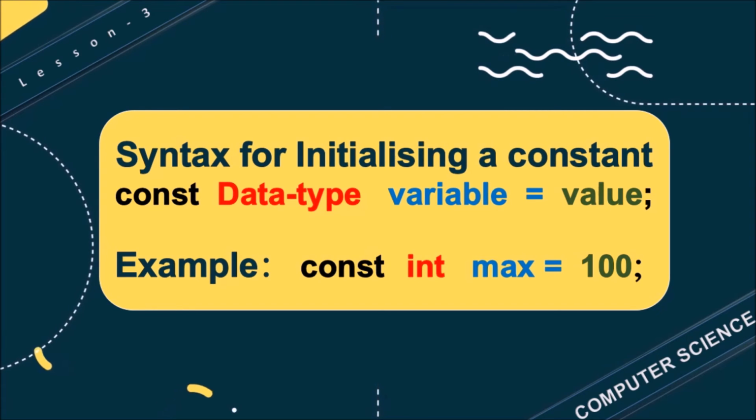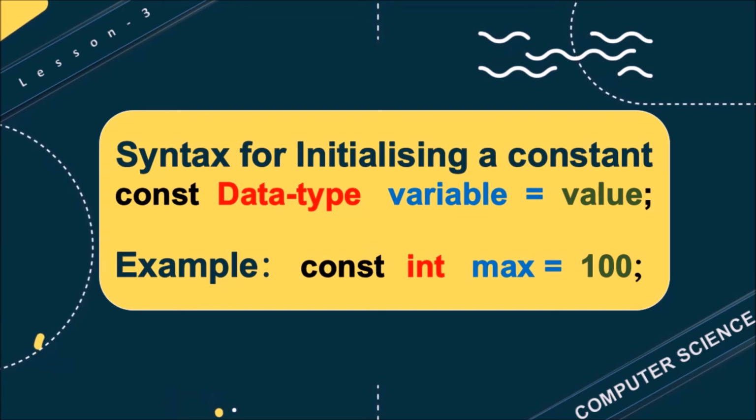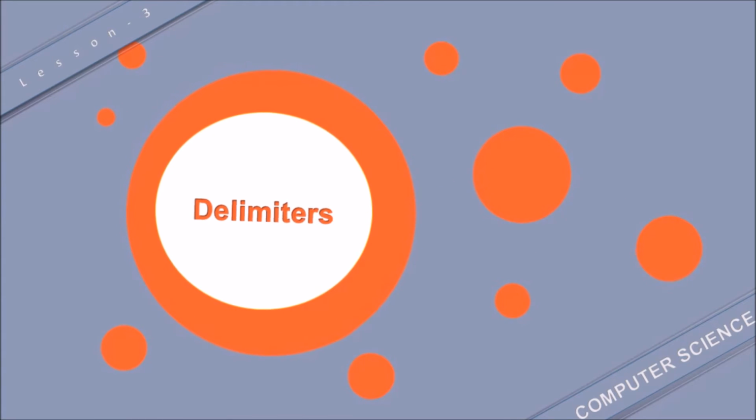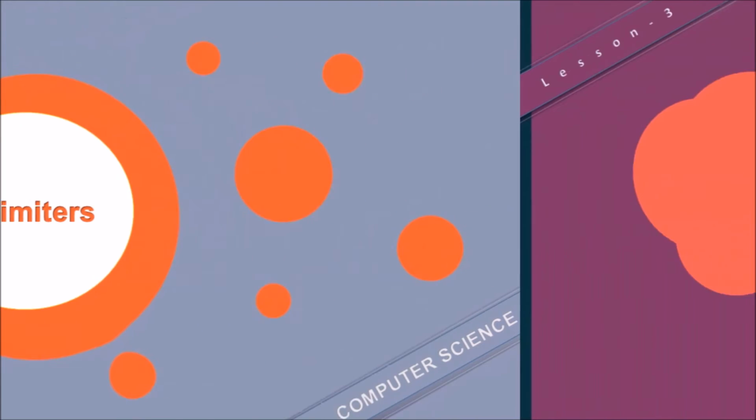So example, const int max equals 100. The value of max is 100 now, and this value cannot be changed in the program. It will be used throughout the program. Max equals 100. Just like punctuations in English, we have delimiters in C language.